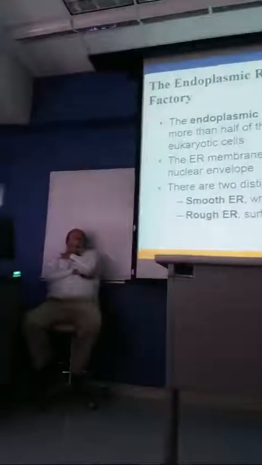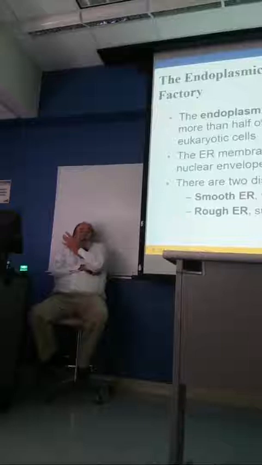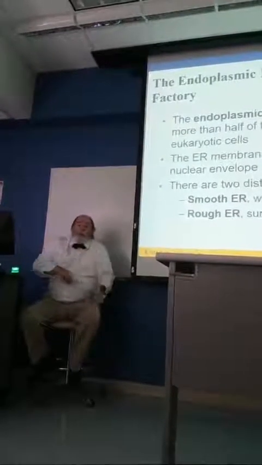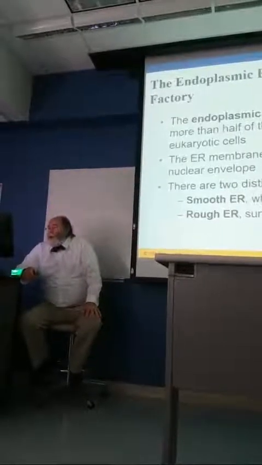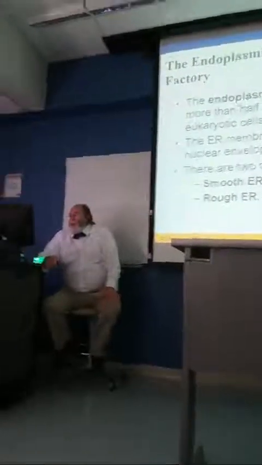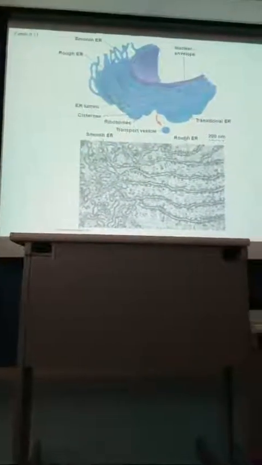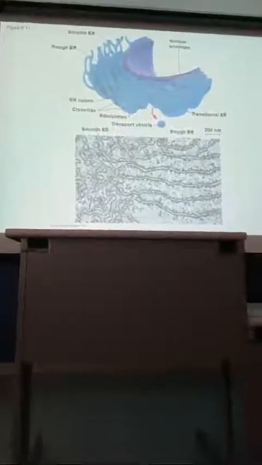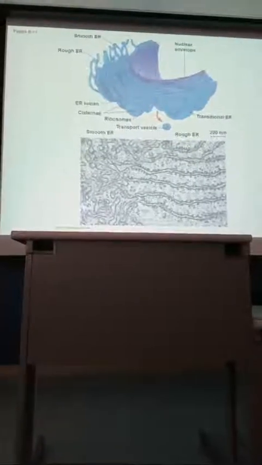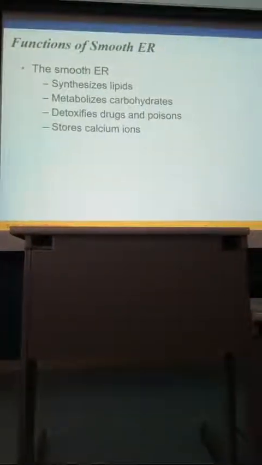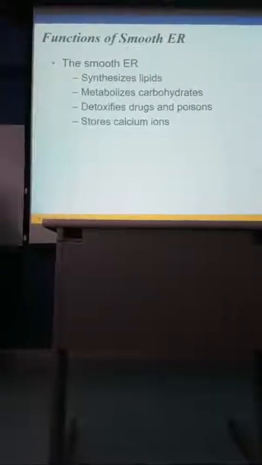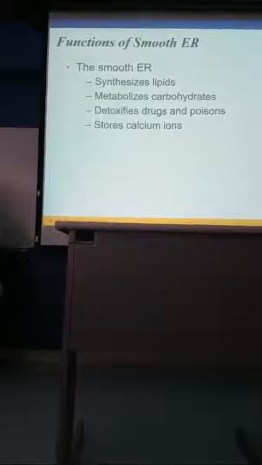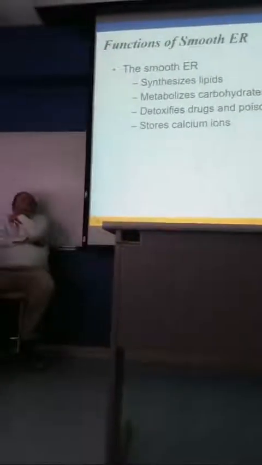Now, smooth ER that does not have ribosomes is obviously not involved in the role of packaging protein. It has other jobs. It is important to know what they do. That's a rough ER. This blue part is the ER, and the red is the ribosomes. I do want you to know exactly what the smooth ER does. Even though it's not involved in the packaging of proteins, it plays a vital role.